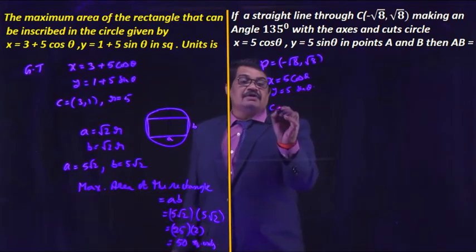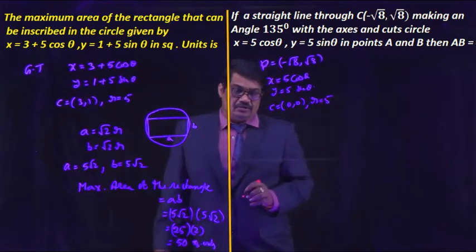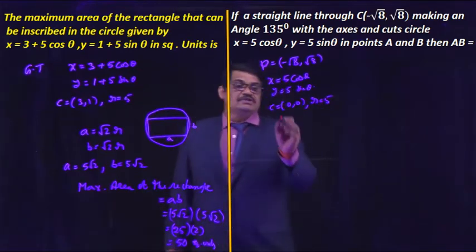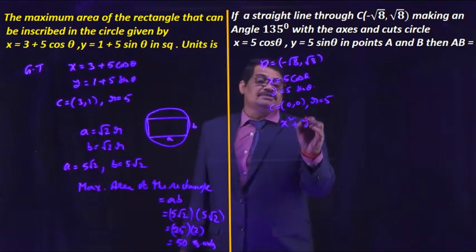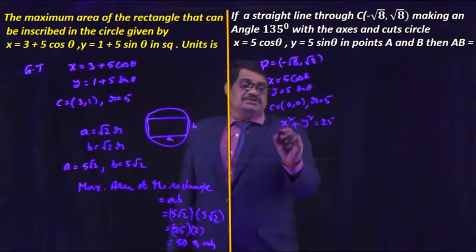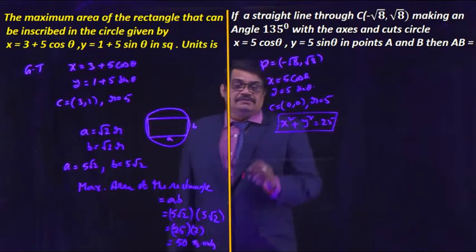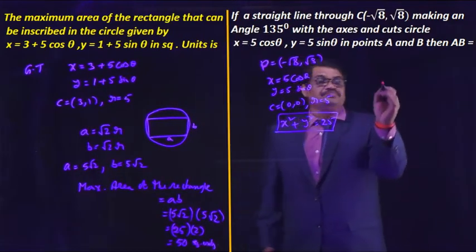What is the center of the circle? 0 comma 0. What is the radius? R is equal to 5. What is the circle equation? With center 0 0 and radius r, it is x square plus y square is equal to r square, that is 25. So this is the given circle, and a straight line diagram.